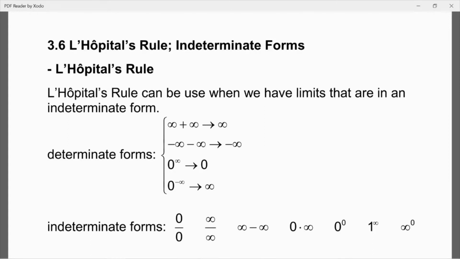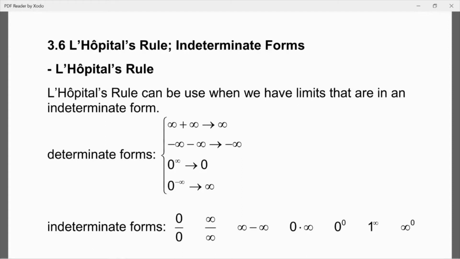So before we get into L'Hopital's rule, let's just talk about the idea of an indeterminate form. The reason this is important is because L'Hopital's rule can be applied anytime we see the indeterminate form 0 over 0 or infinity over infinity. So we've got to be able to identify when we're seeing forms where L'Hopital's rule could potentially be helpful.